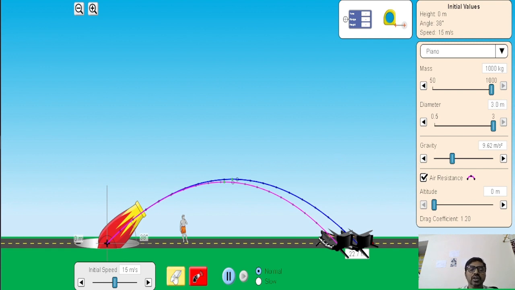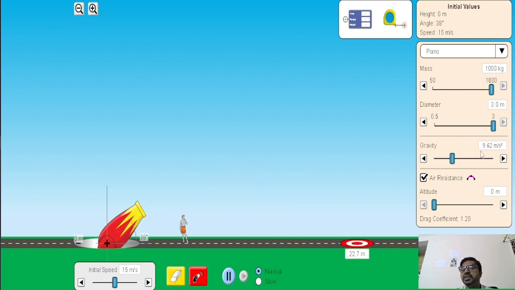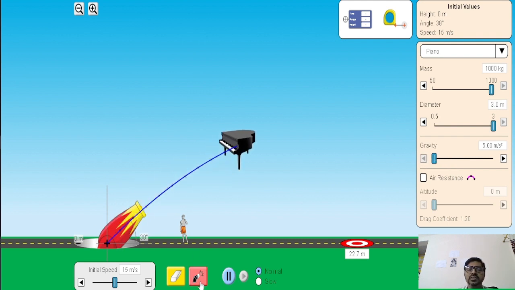And of course we can also vary gravity. I've taken 9.62 meters per second squared and we got this. I'll remove air resistance and then make gravity 5 and then project the piano, and see where it is going to go. Yes, it's expected to go much higher, and like a Martian, you go to Mars and jump from there, you move like Hulk, jump over the hills for a large distance.